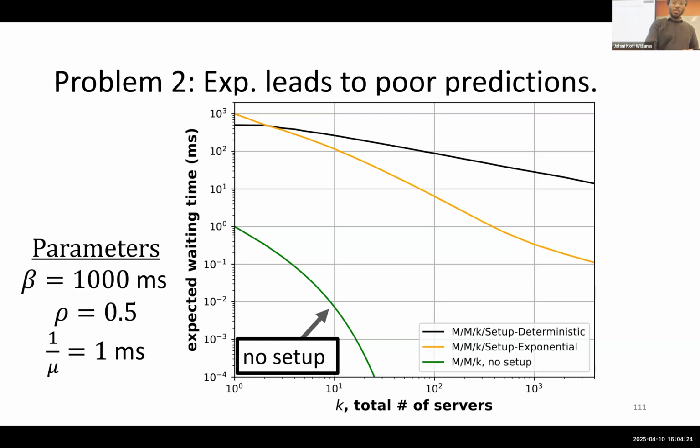Sorry, what's lambda here? Lambda is part of the definition of rho. So rho is lambda divided by mu.